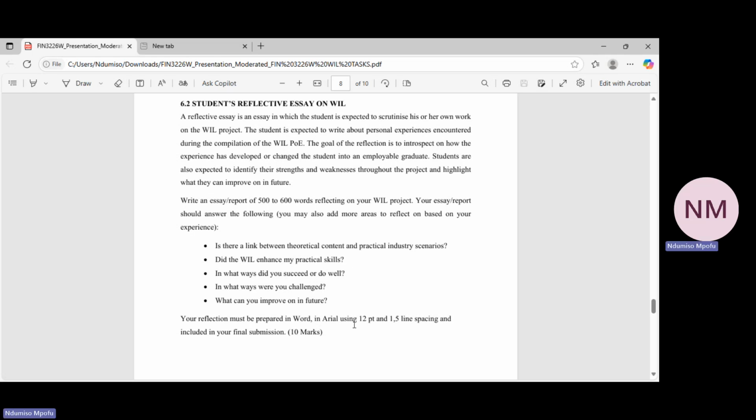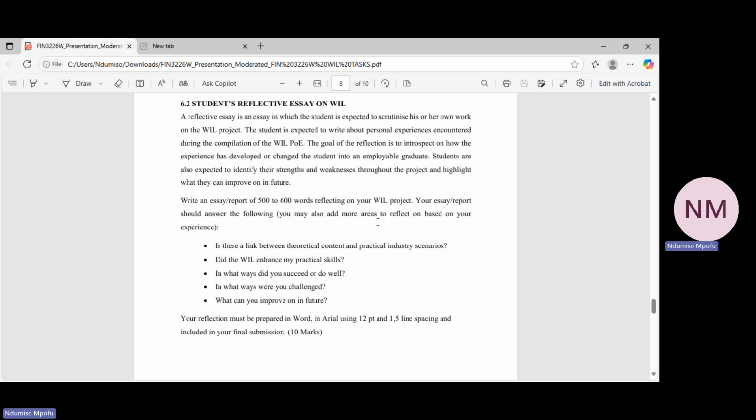This is how your WIL will be assessed. This is what your WIL is expected to cover. If you miss any, you are going to lose a lot of marks. So ensure that your WIL covers all these aspects presented here. For example, the question says, is there a link between content and practical industry scenarios? You explain. You are writing a report. A reflection essay is an essay, it is a report, of 500 to 600 words reflecting on your WIL project.